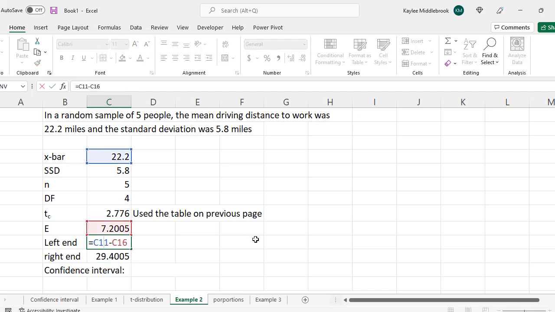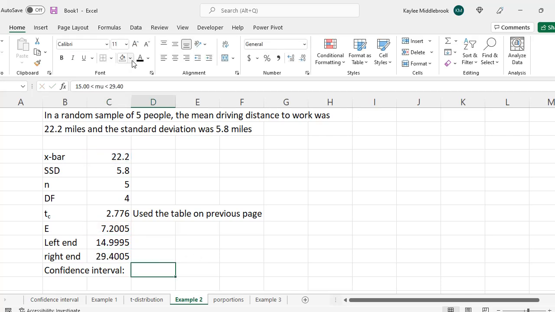So for the left end, we're going to take our mean and subtract the error, and then for our right tail, we're going to take the mean and add the error again to give us our two sides. And then to create our confidence interval, we're going to do the left end to the right end, and I always make sure to round it to 2 places.